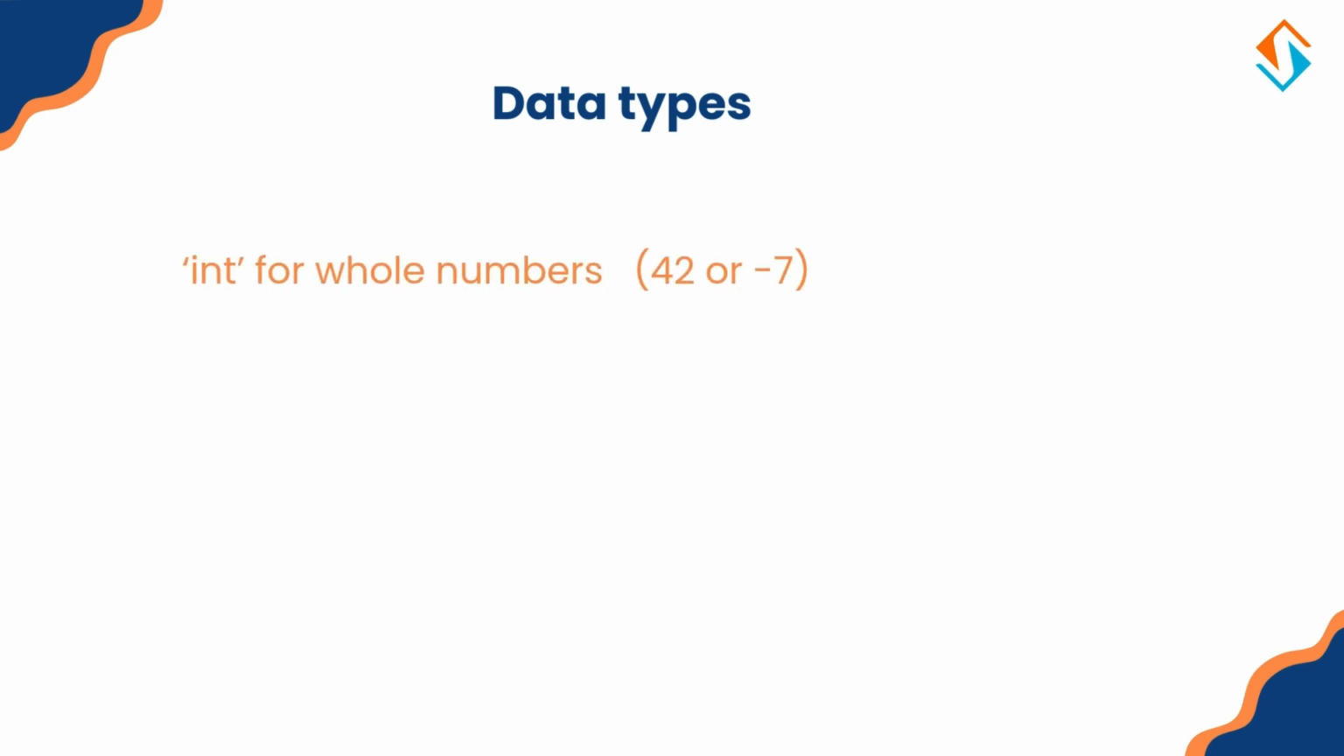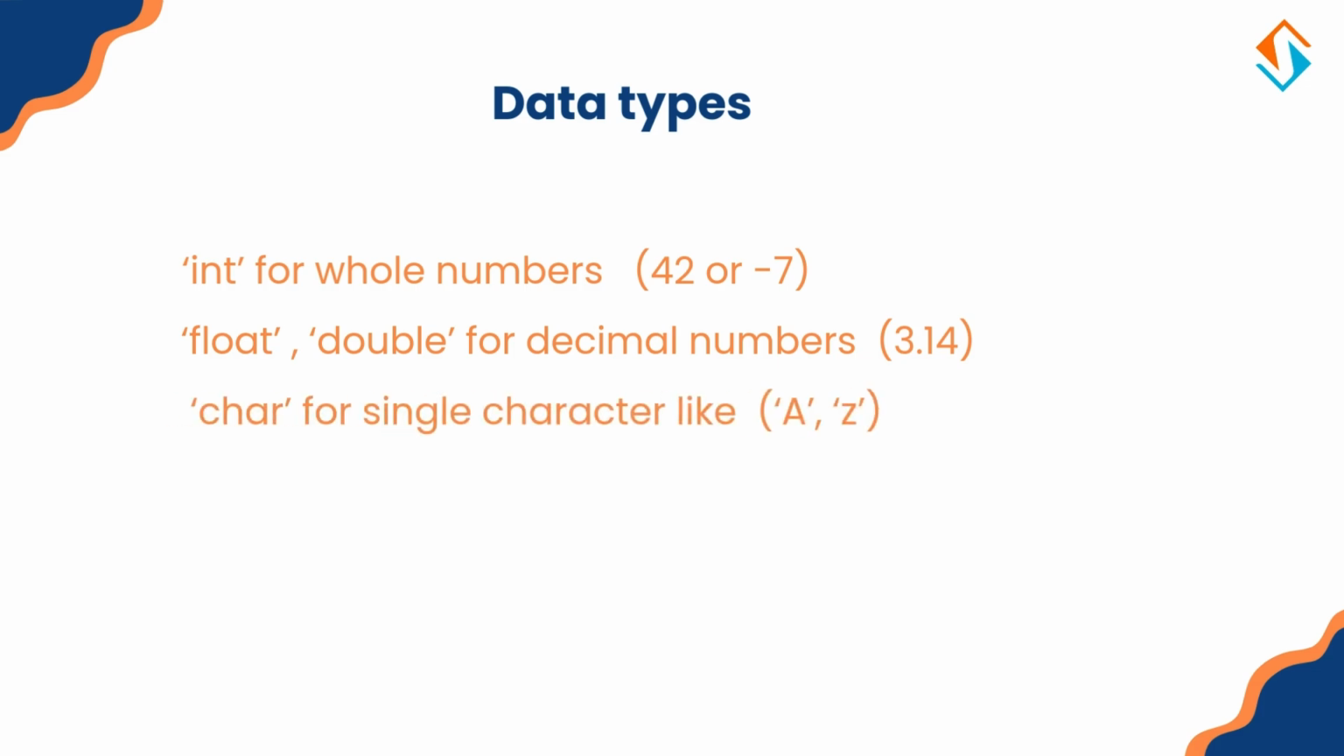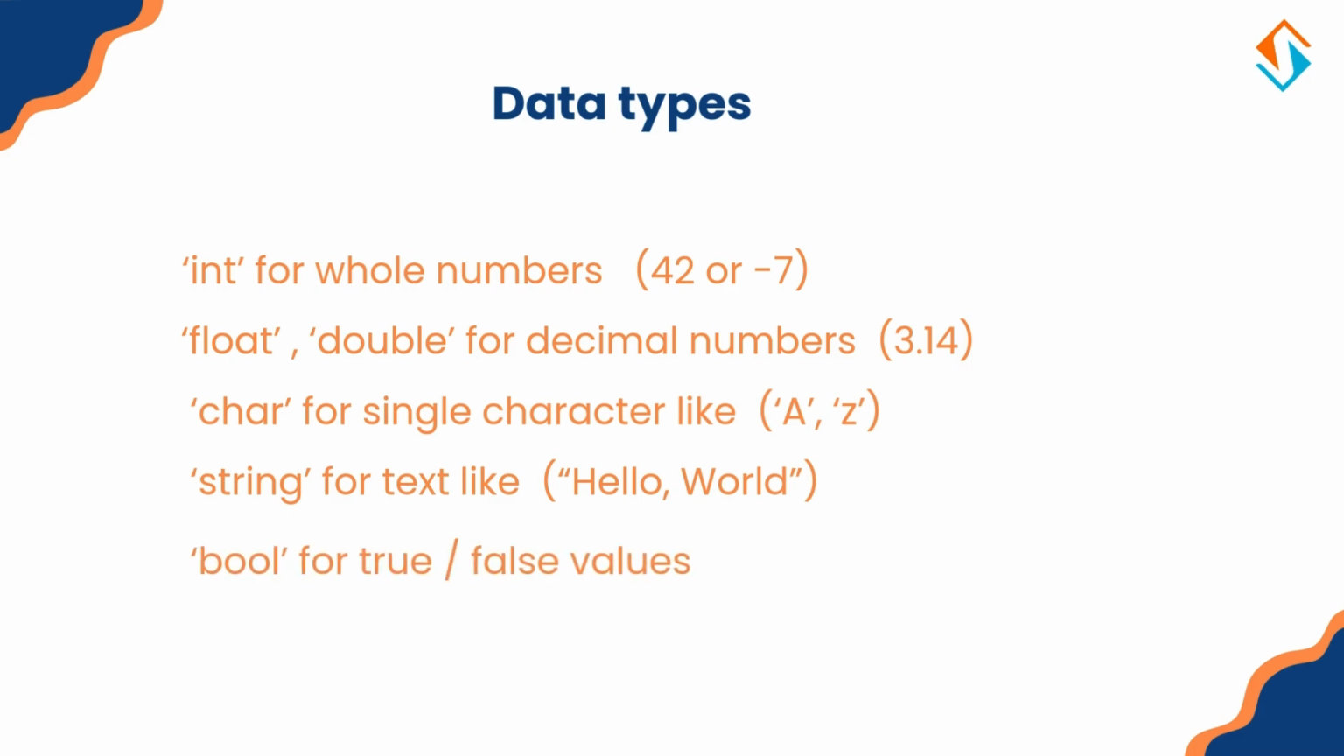In C++, you create a variable by telling the program what kind of data it'll hold. That's where data types come in. Now, C++ has several data types, but let's focus on the most common ones. First is int for whole numbers, like 42 or -7. Second, float and double, for decimal numbers like 3.14. Third is char, for single characters like A or Z. Fourth is string, for text like hello world. And the last one is bool, for true-false values.